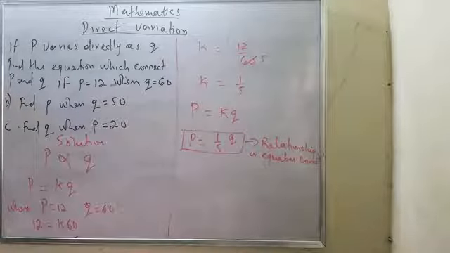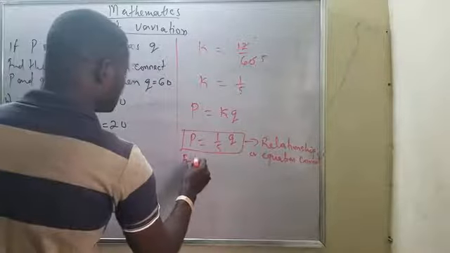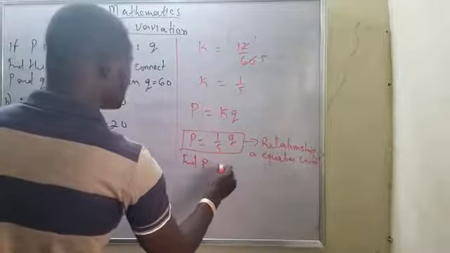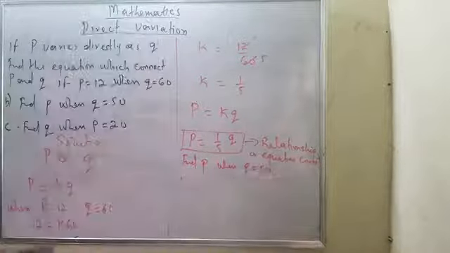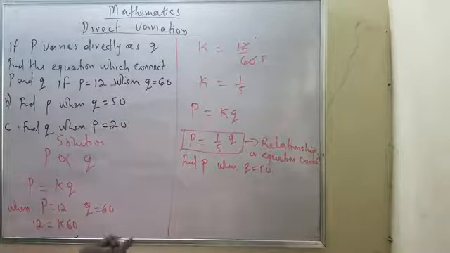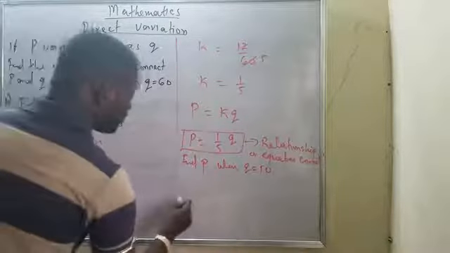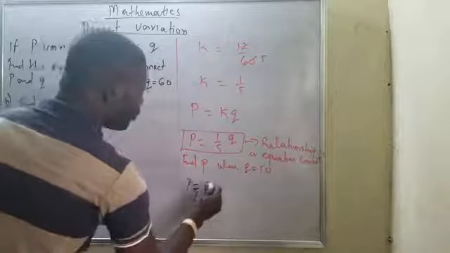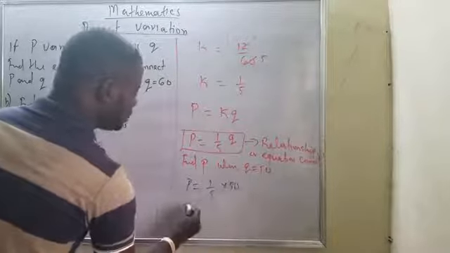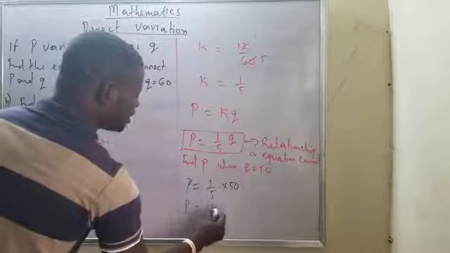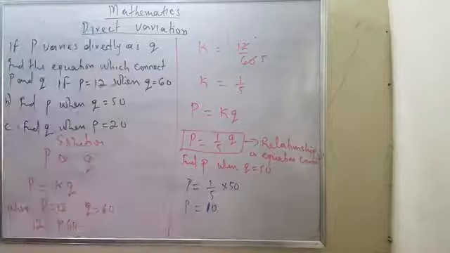At this point, I cannot find anything given to me. You are asked to find P when Q equals 50. Now, there's not much to do, so I will just move on to the equation connecting them. What is my P? P is unknown. 1 over 5 multiplied by 50 means my P equals 10.